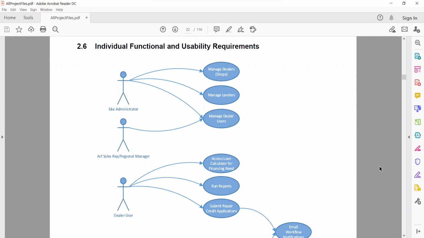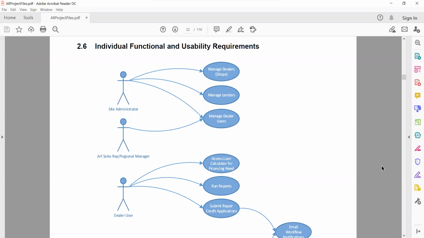Yeah, so this is typically called a use case diagram, which refers to, as a user, what all functions I can perform. So this is another way to depict the same information that you had before.